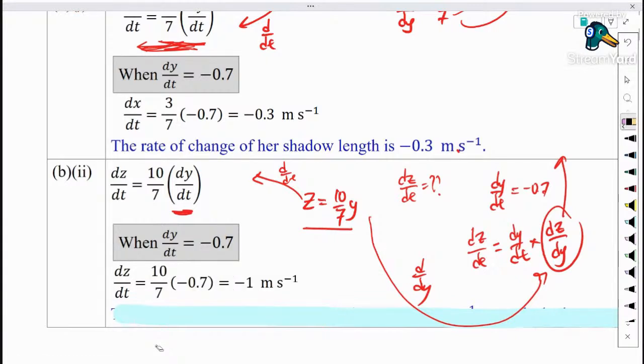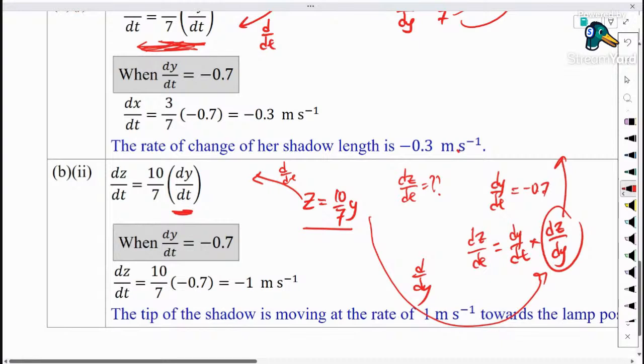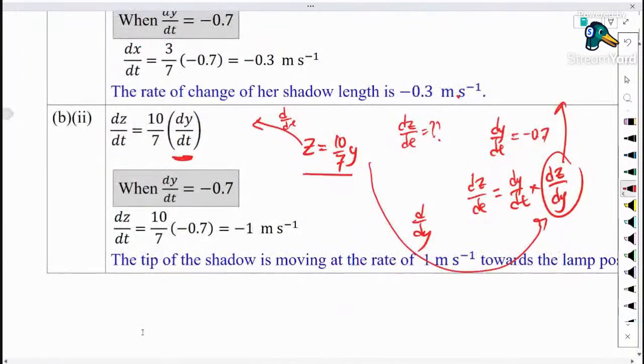And this actually means that the tip of the shadow is moving at the rate of 1 meter per second towards the lamppost. And if you realize, here there is no negative sign, because the negative sign is only trying to tell the movement, and the movement is already mentioned in the sentence here.